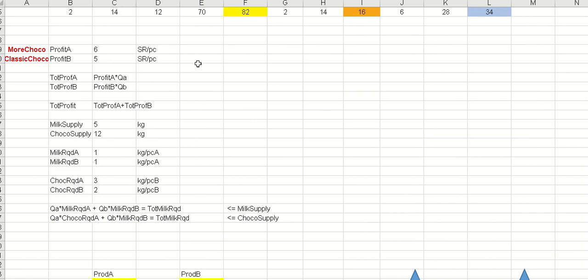So the total profit from A: the profit of A, 6, times the quantity. Quantity QA is the number of pieces of product A, which is in this case the more choco. Let me arrange that. And similarly, for product B it is quantity B times the profit B. We have the same formulation here. And so the total profit is an addition only. You multiply this, you multiply that, giving you total profit A and total profit B, and then you add them together. So you have your total profit.